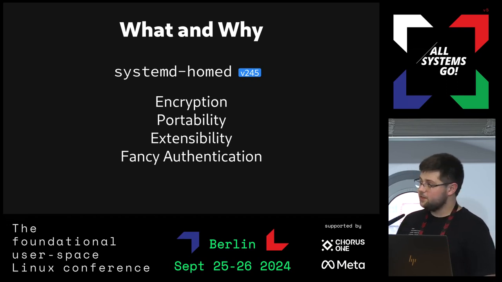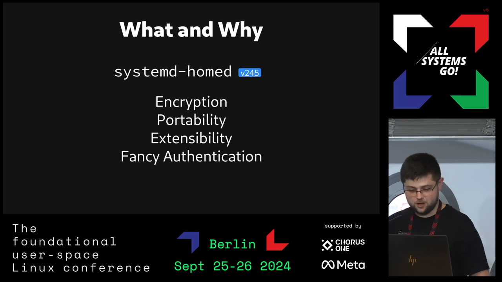And finally, fancy authentication. Homed users, because they actually involve crypto, can do things like FIDO, where your YubiKey can actually decrypt your data, and PKCS#11. And eventually, it will allow us to do things like TPM with PIN. So we could actually have secure PINs that are resistant to basically brute force attacks. And maybe one day, I hope, we can figure out how to do secure fingerprint sensors.